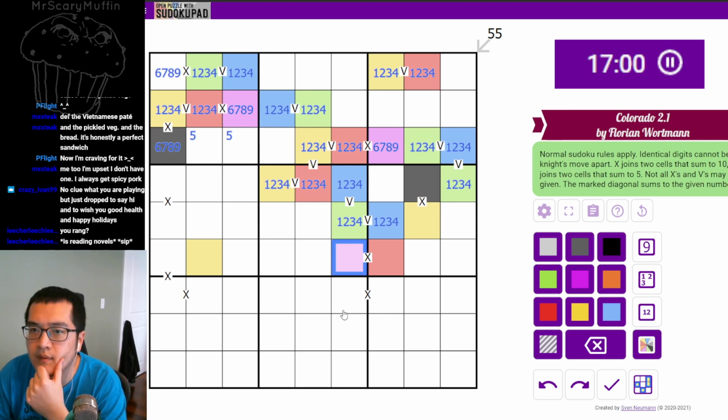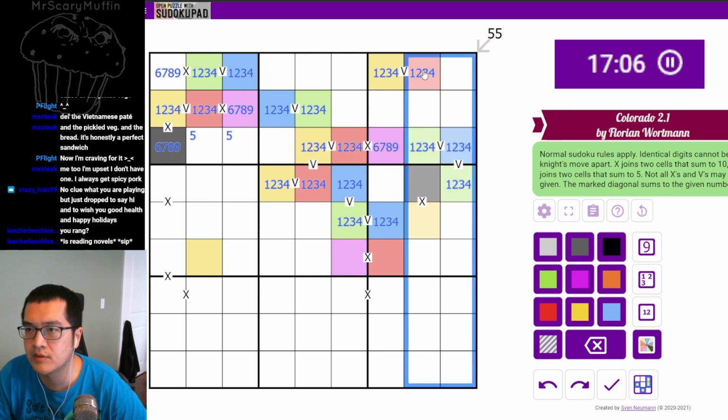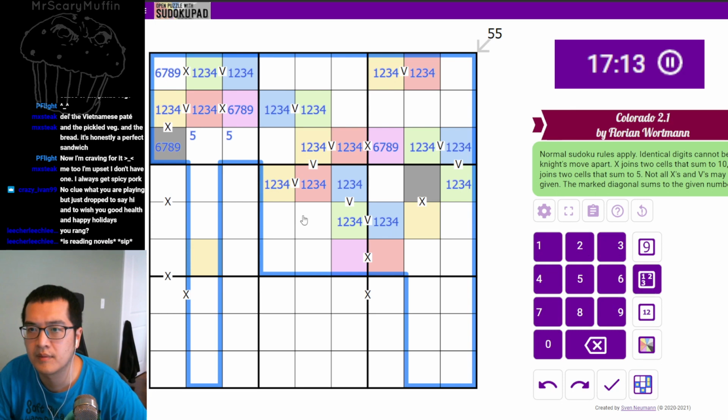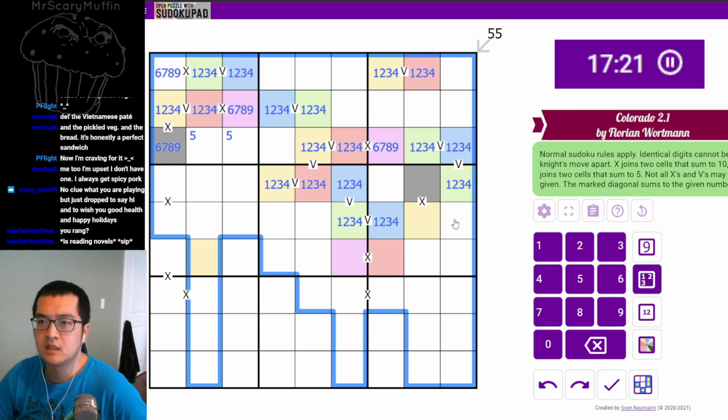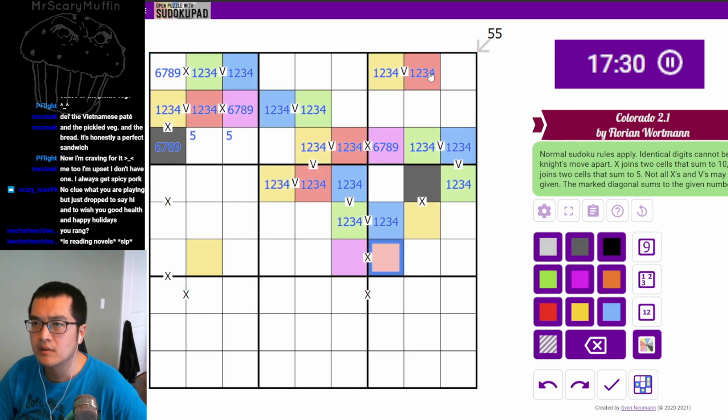Alright, we did yellow, we did the highlights for blue. Let's try green. Let's see if green reveals any of its secrets to us. Do we see anything here for green? Okay, let's try red.